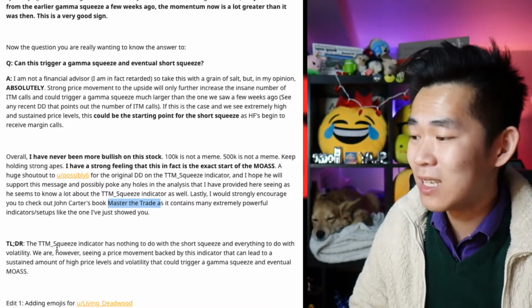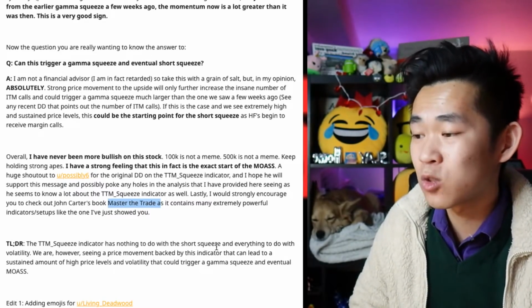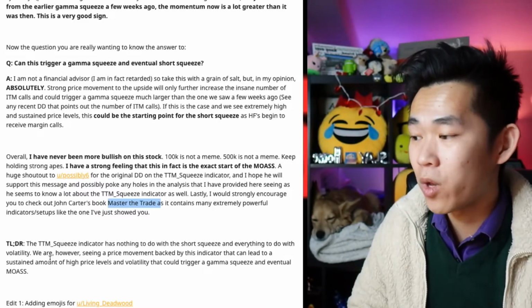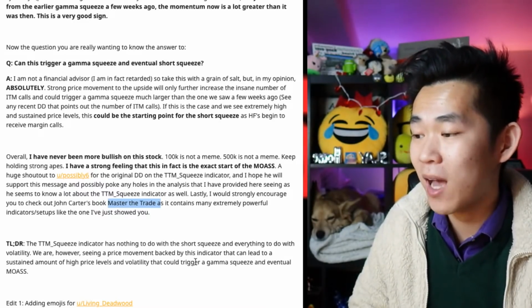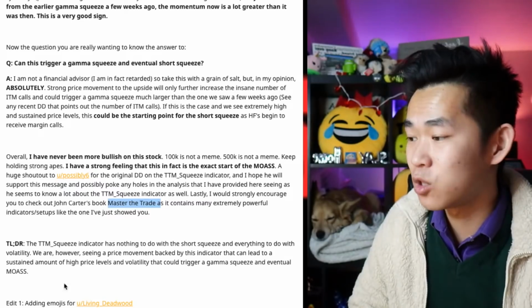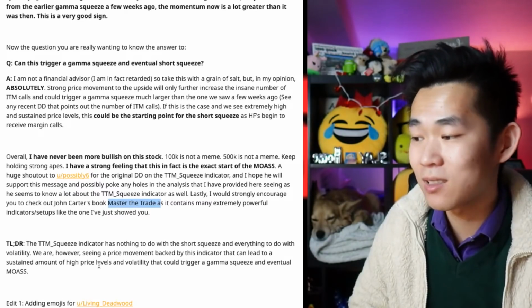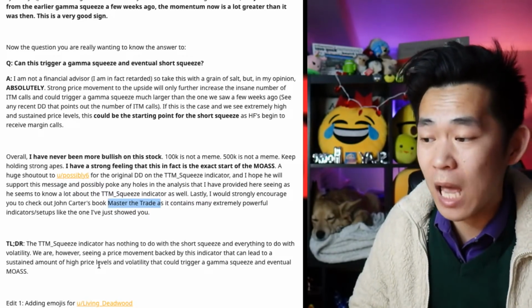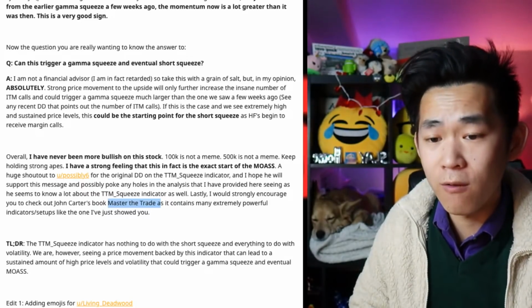Too long, didn't read. The TTM squeeze indicator has nothing to do with this short squeeze, everything to do with volatility. We are, however, seeing a price movement backed by this indicator that could lead to a sustained amount of high price levels and volatility that could trigger a gamma squeeze, an eventual mother of all short squeezes.